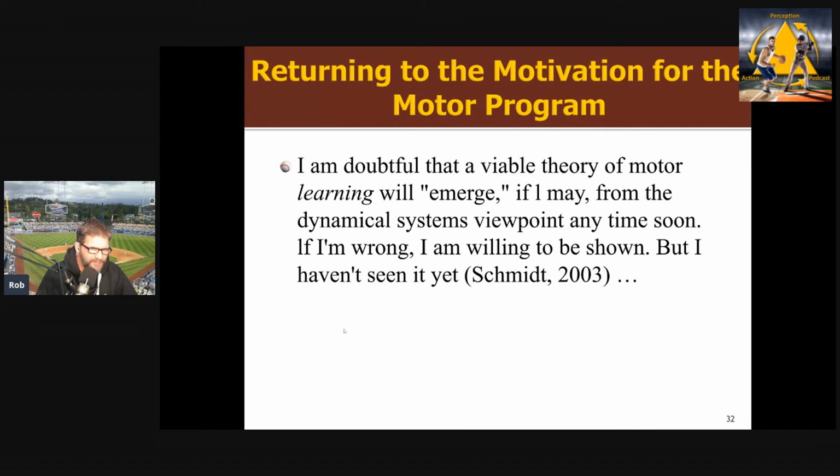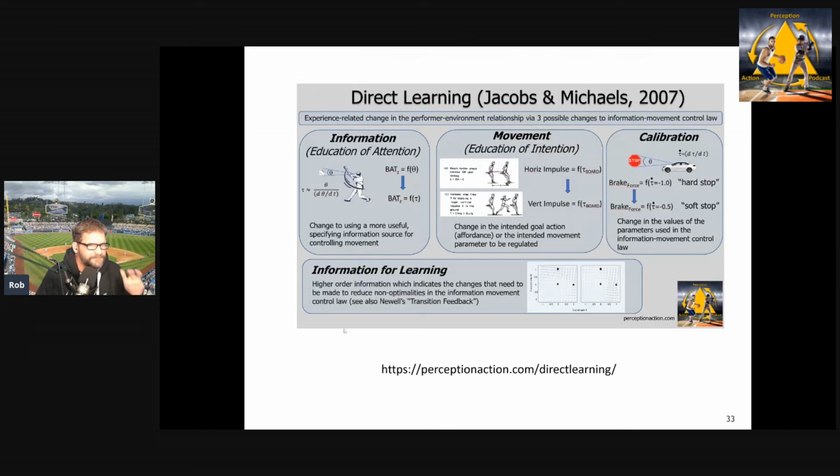Four years later, someone responded, right? And when this comes out, this should be available on my website now. The direct learning theory of Jacobs and Michaels directly handles this issue, how we can learn in a dynamical systems approach. And I have that infographic. I'm not going to go into detail here, but on the direct learning page on my website, I go into detail about that. So we did respond to that.